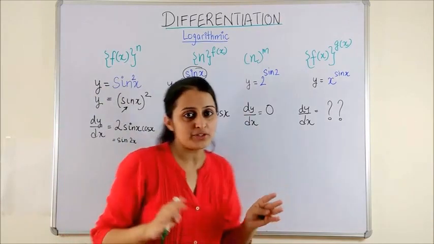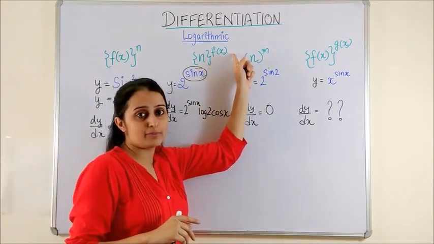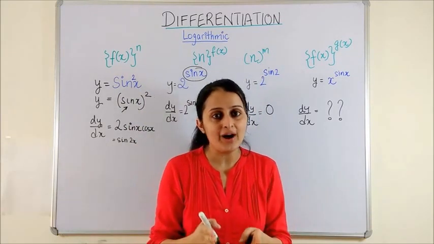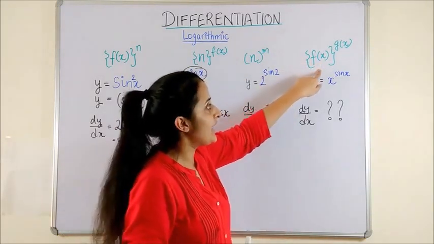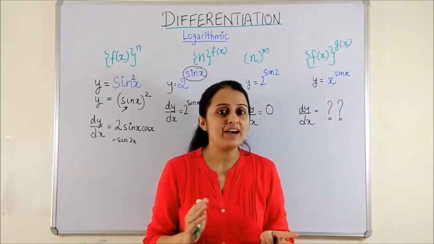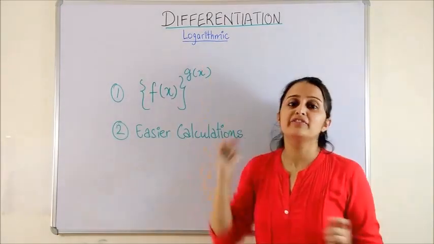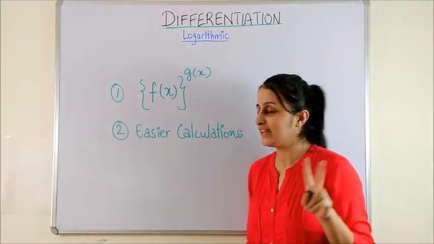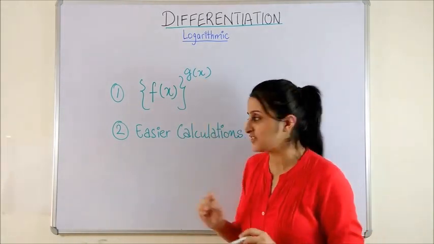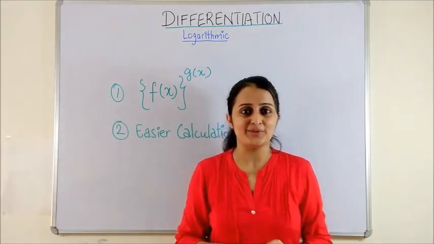If we analyze the 4 situations, in the first 3 we have a function raised to power a constant, or a constant raised to power a function, or a constant raised to power another constant, and for all 3 we know how to tackle them. However, when you land in a situation where a function is raised to power another function, we do not have a direct formula, and thus logs come to our rescue. So logarithmic differentiation comes to our rescue for 2 things. First, whenever you land in a situation where you have a function raised to power another function, or for easier calculations. We would deal with both of them in this video.